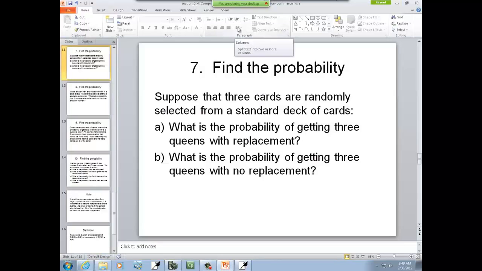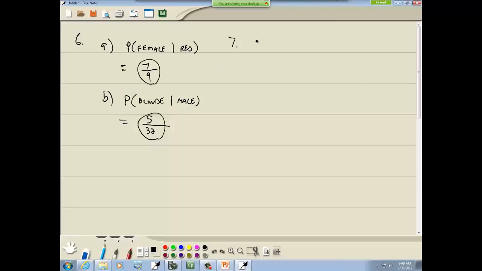Okay, suppose 3 cards are randomly selected from a standard deck of cards. What's the probability of getting 3 queens with replacement? With replacement means we take a card out, we look at it, and we put it back in after we're done. Okay. So probability of 3 queens.